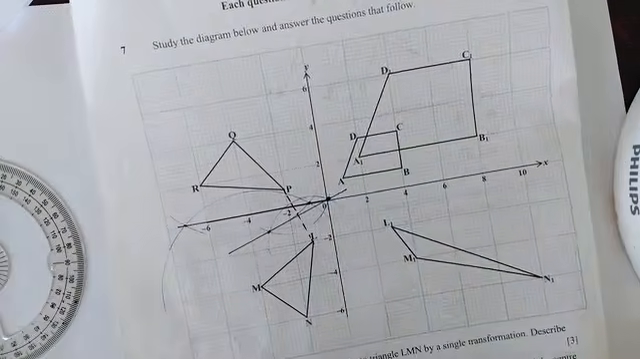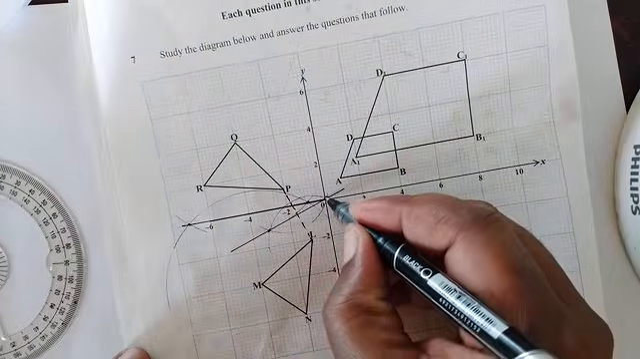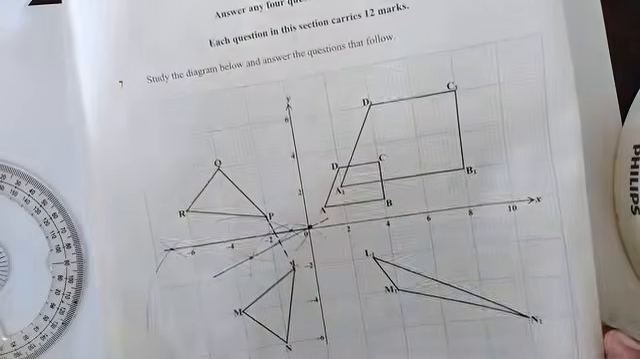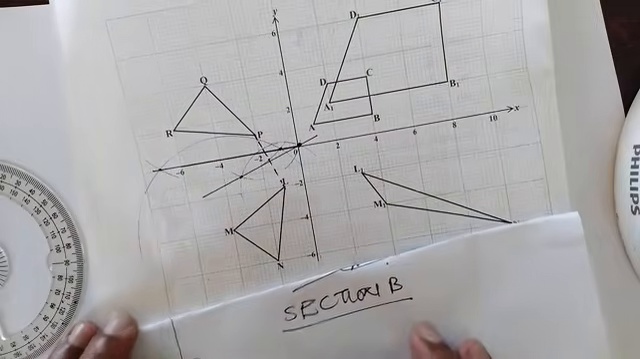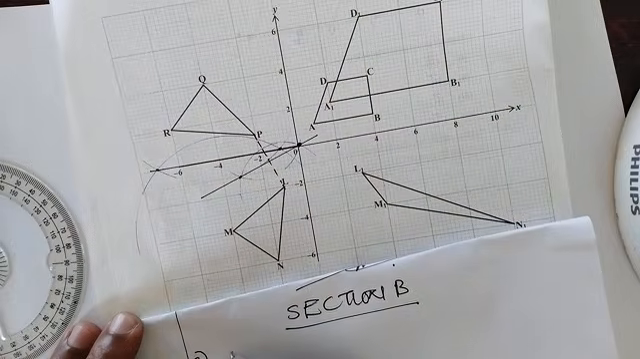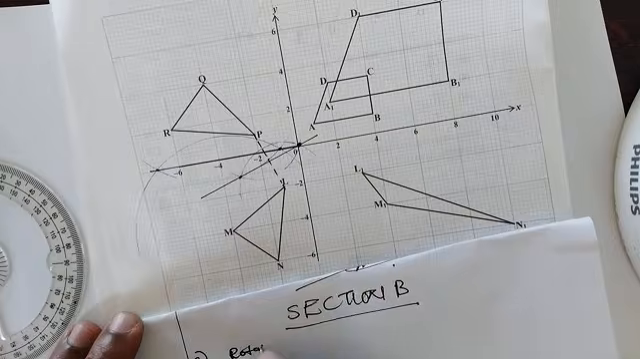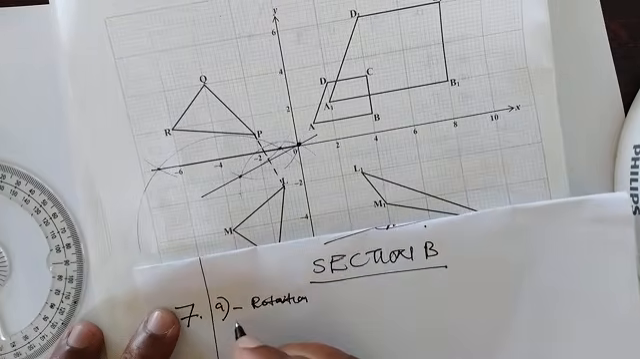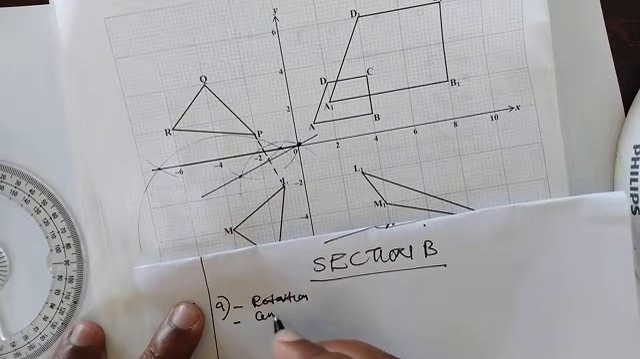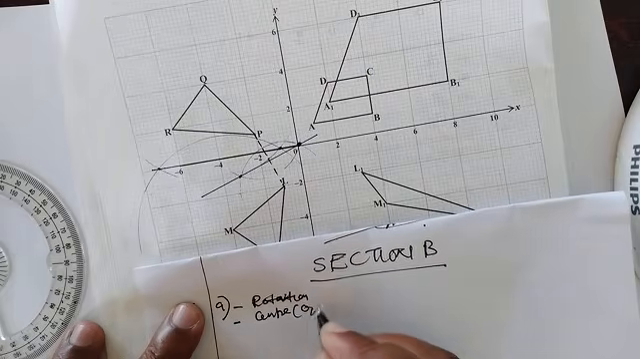Now we have to find the coordinates of this center here. What are the coordinates? This is the origin, 0, 0. So we are going to say, so you say it's the rotation. Okay? You write in full, say rotation. Then you give the center. Say center is 0, 0.